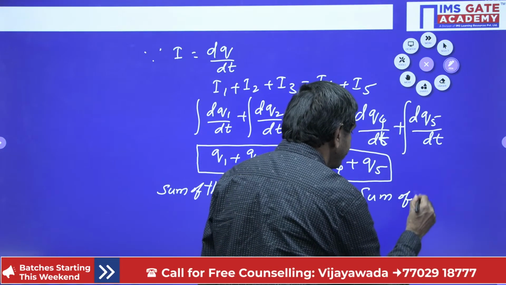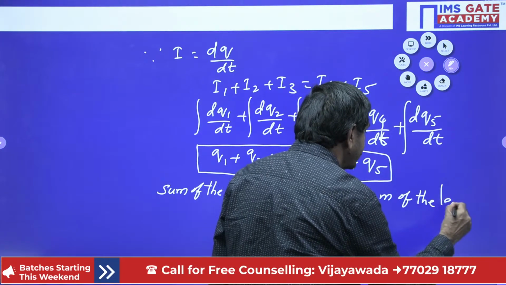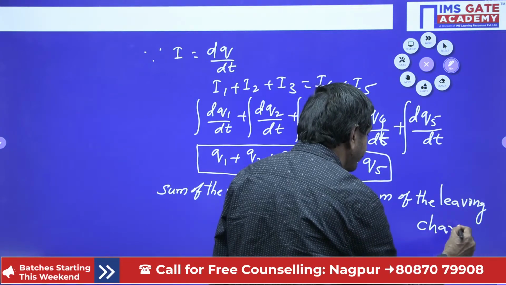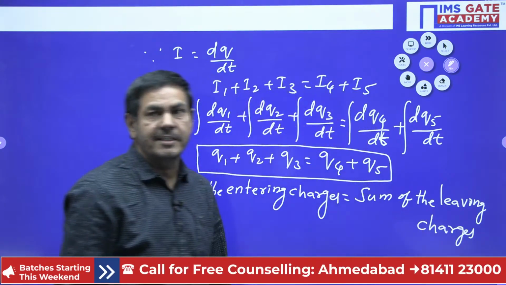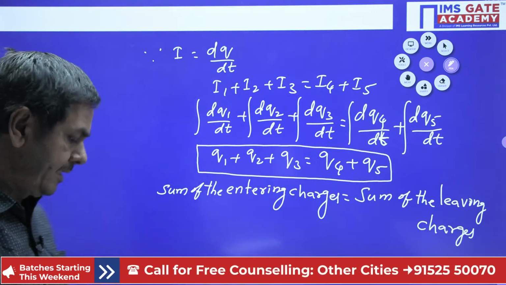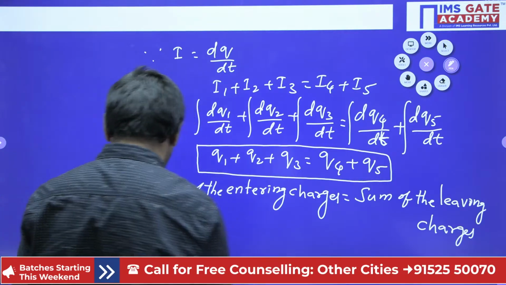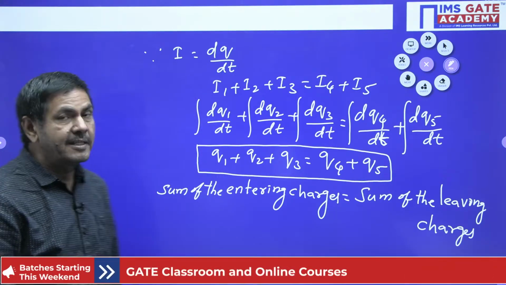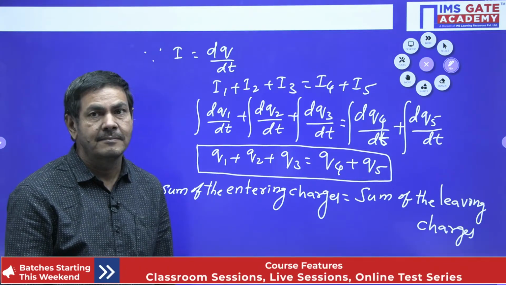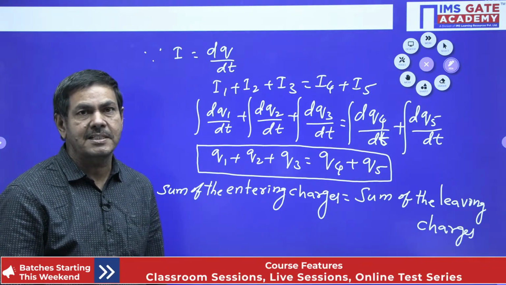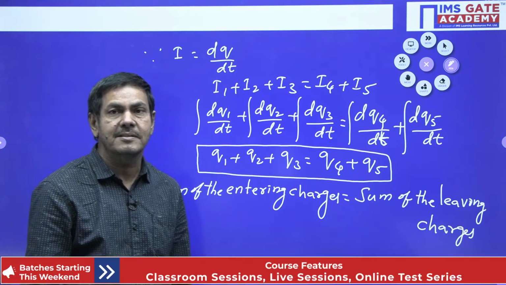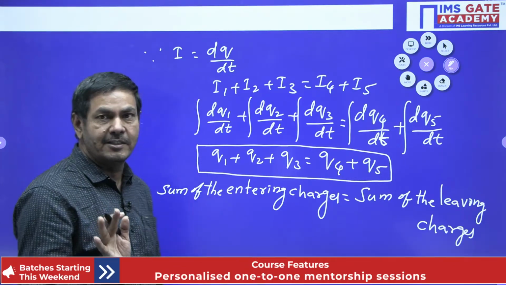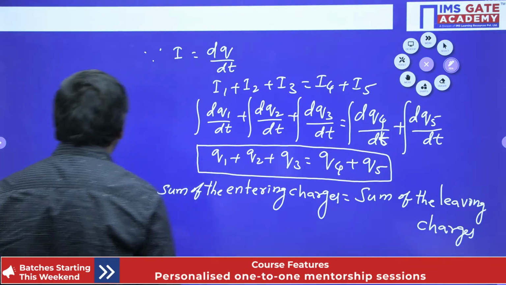Sum of the leaving charges is possible. This point is very, very important. Leaving charges and entering charges are the same only. But what property do you need to understand in KCL? The network drawn while applying the KCL must have lumped circuit elements only. Whenever you have lumped elements, then only is this KCL applicable. Understand now? That's why you can write the point like this only.